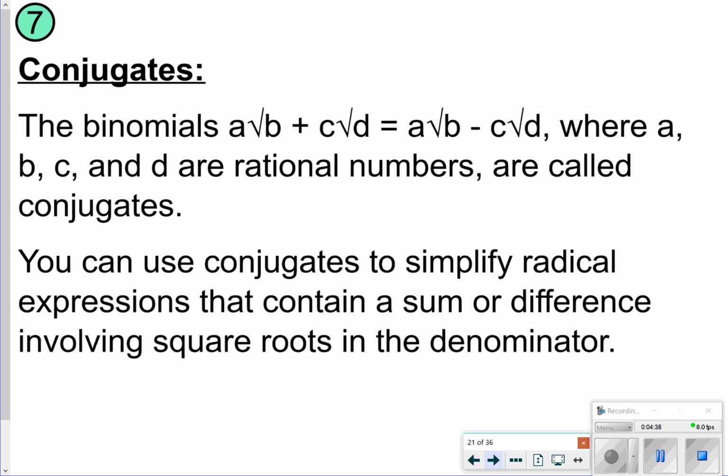We're going to now talk about something called conjugates, and this is just meaning when a, b, c, and d are rational numbers, they're called conjugates. So a times the square root of b plus c times the square root of d is equal to the differences of those two multiplication and radicals. You can use conjugates to simplify radical expressions, and that's exactly what we're trying to do here, that contain a sum or difference involving the square roots in the denominator.